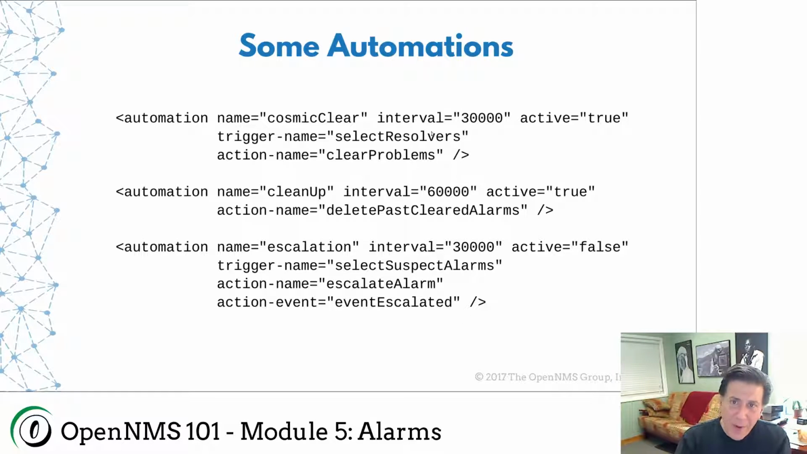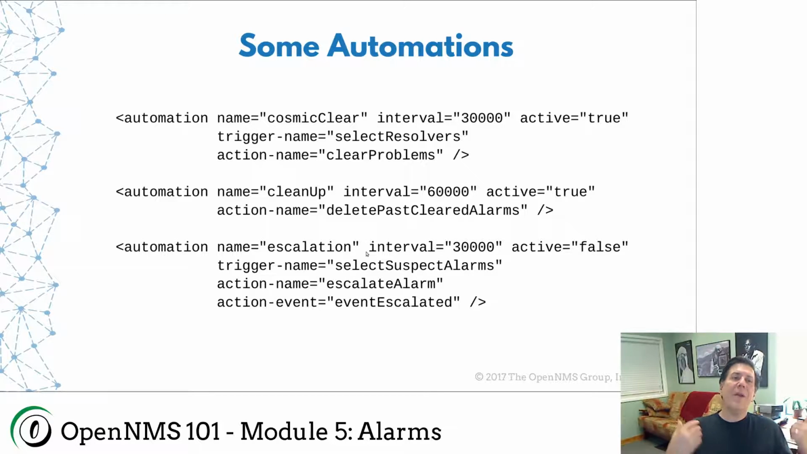Now, with one exception, all time in OpenNMS is in milliseconds. I'm not quite sure why that was chosen. While I think it might be possible to do things at the 1 millisecond resolution, I don't see many people doing that. So when you see the number 30,000 here, an interval, just mentally divide that by 1,000. This is 30 seconds. So every 30 seconds, we're going to run this automation. For the cleanup automation, it's going to be every 60 seconds. And for the escalation automation, it's going to be 30 seconds.